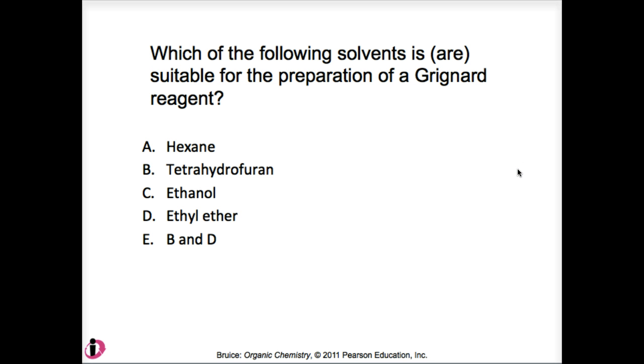Which of the following solvents is or are suitable for the preparation of a Grignard reagent? Hexane is A, B is tetrahydrofuran, C is ethanol, D is ethyl ether, and E is B and D. Let's pause for a moment. You might want to pause the podcast for a second and determine what you think the answer is. Okay, let's go ahead and look at the answer.